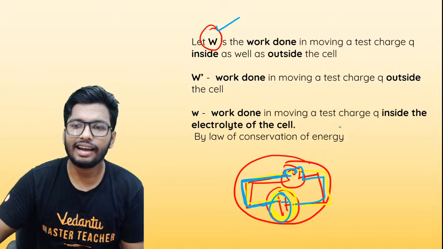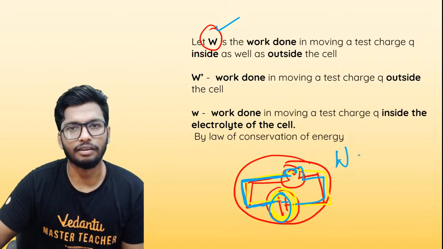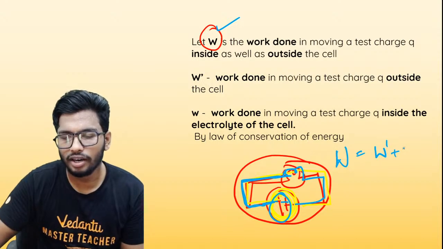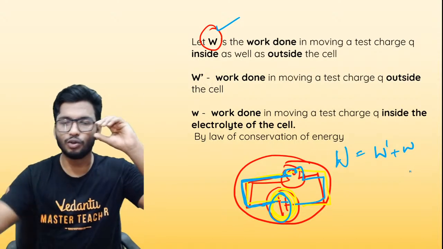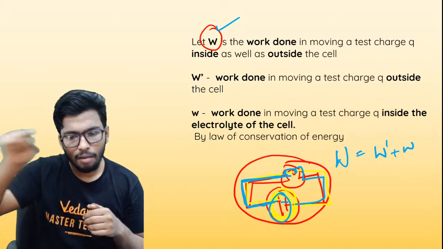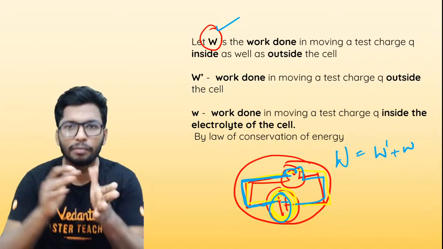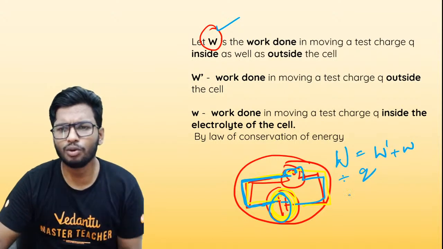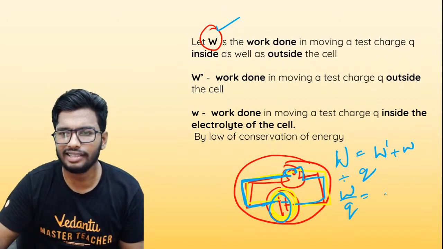Now what I'm going to do is, guys, the total work done is equal to work done outside the cell plus the work done inside the cell. Yes or no? The total work done, capital W, is equal to work done outside the cell plus work done inside the cell. Now I'm going to divide this entire equation by Q. So what will you get? W by Q is equal to W dash by Q plus w by Q.